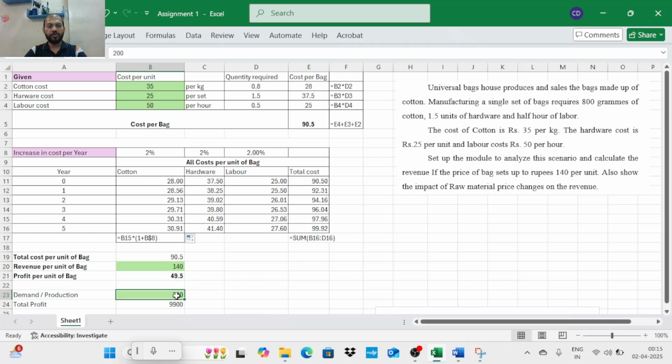Now if we produce 200 bags, what will be the profit? So it's 9,900. How is this profit calculated? Simply this 200 units multiplied with the per unit profit.